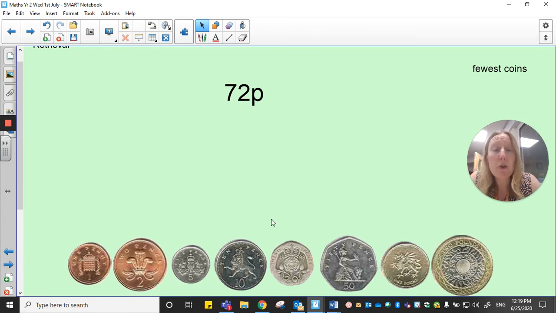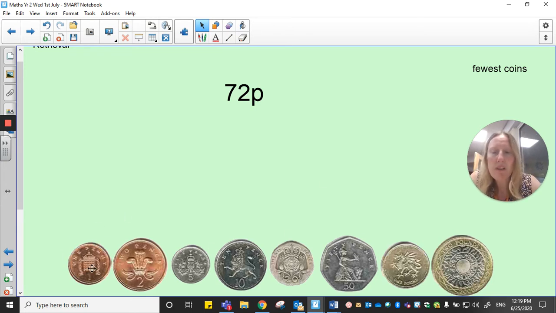We're going to use the fewest coins possible. So obviously I could make 72 pence with 72 1p's, but that would be slightly ridiculous. We're going to try and do it using the fewest coins possible. Okay, so let me model this one for you.